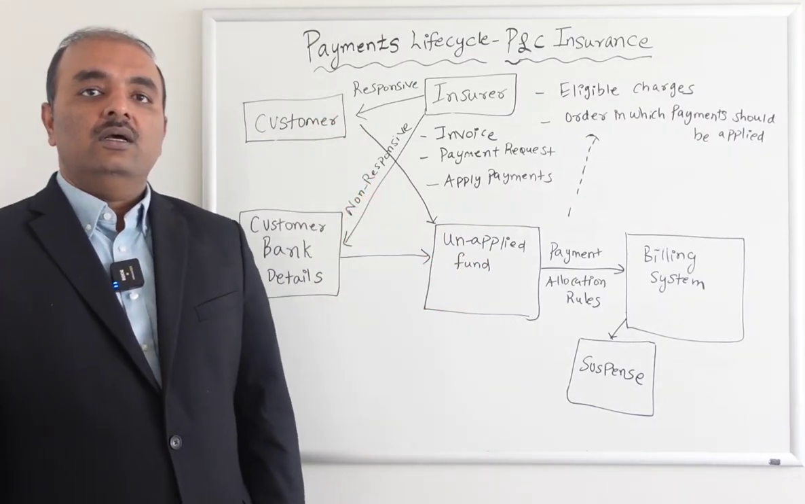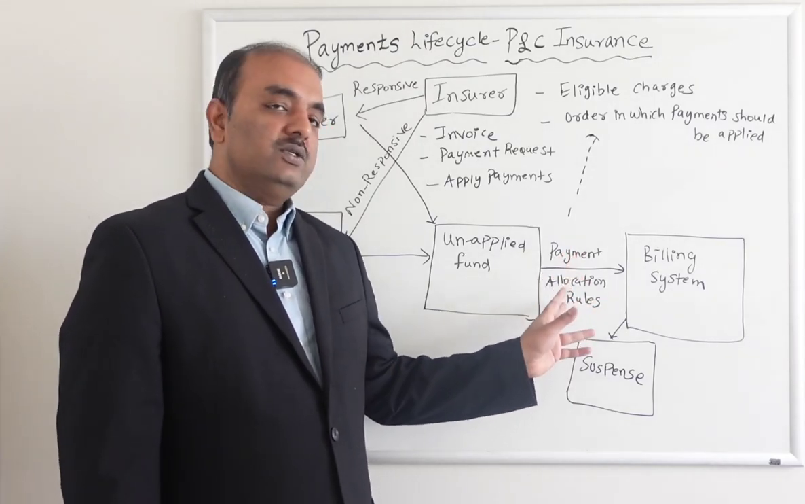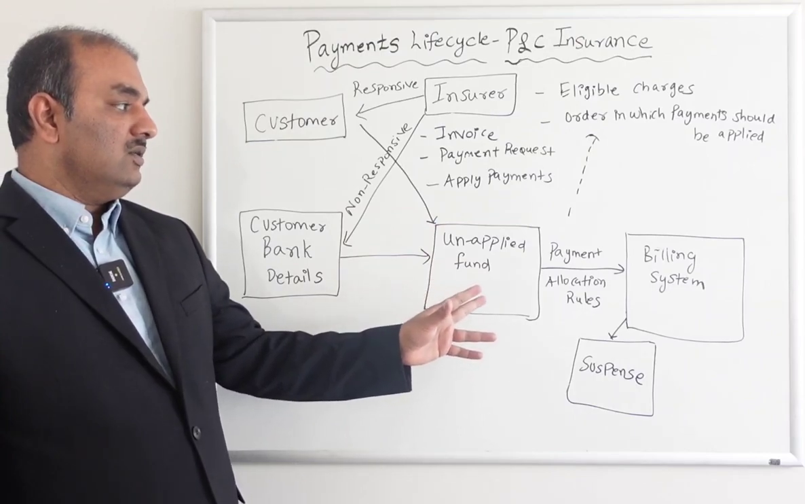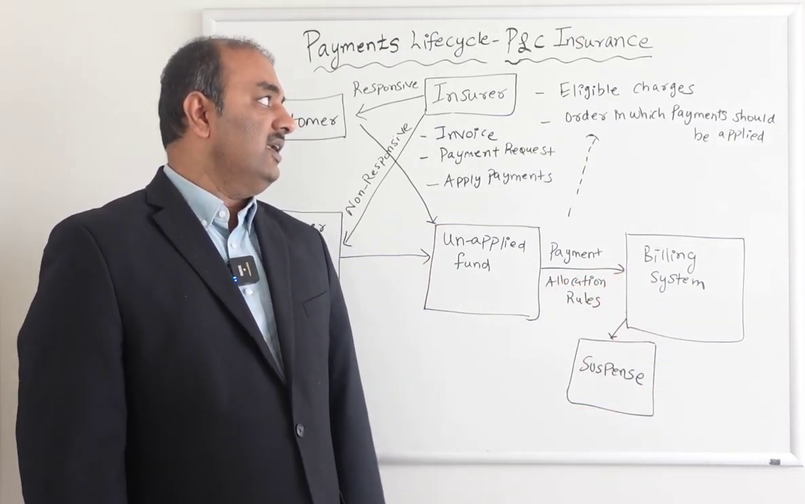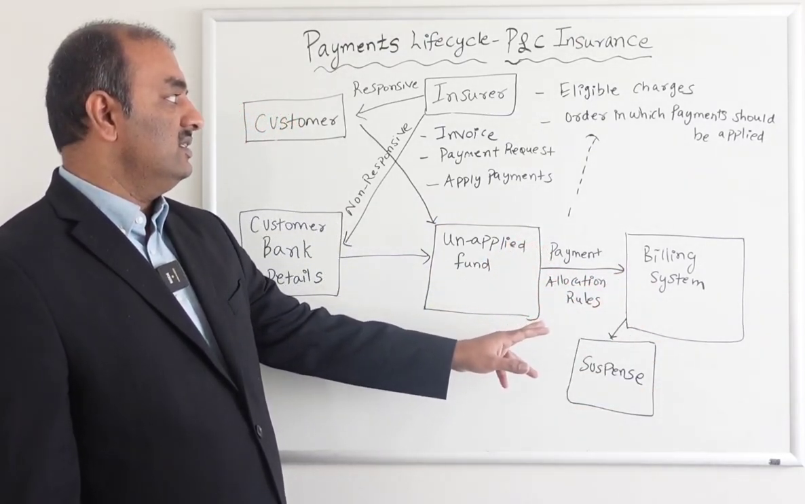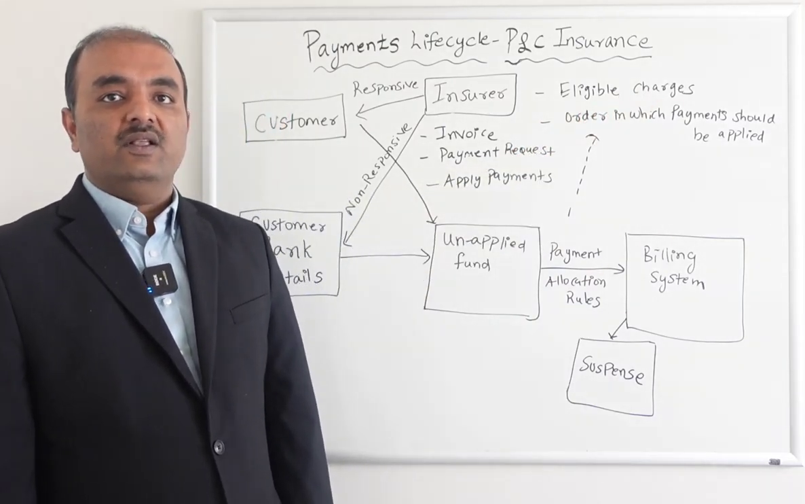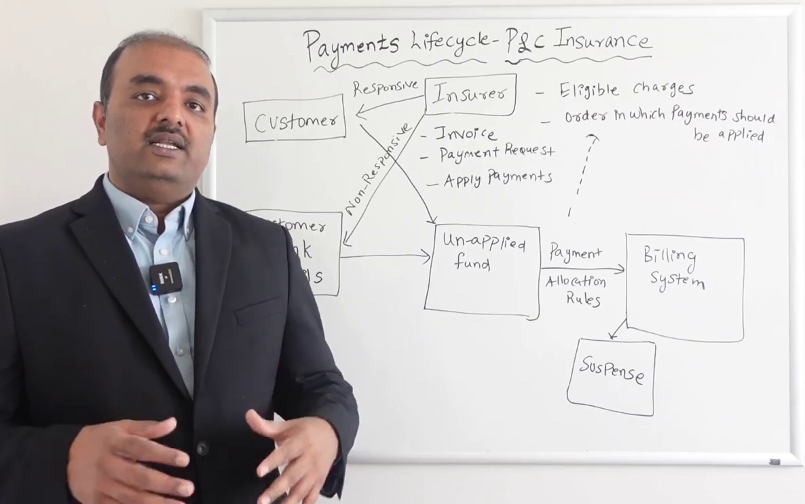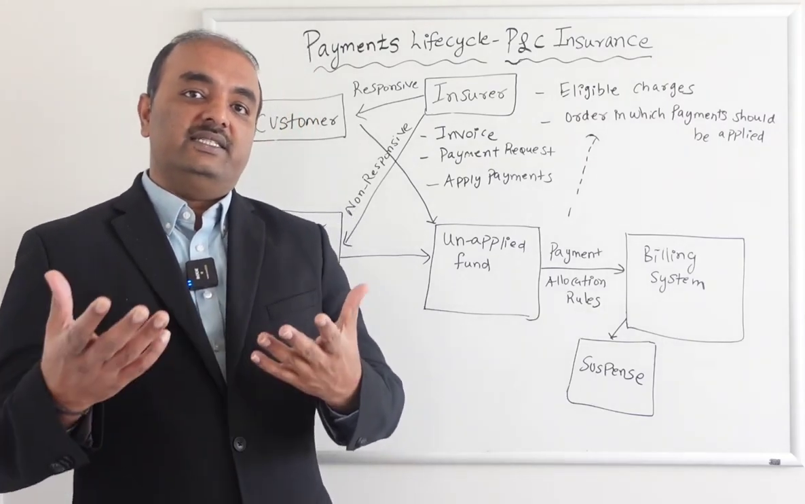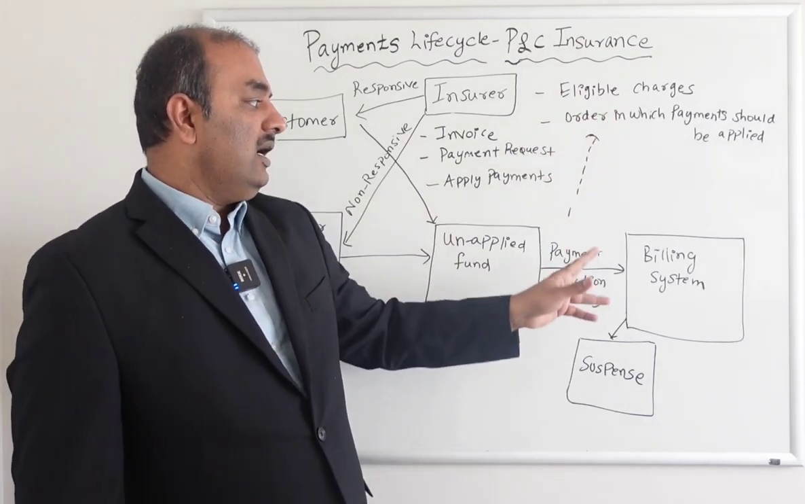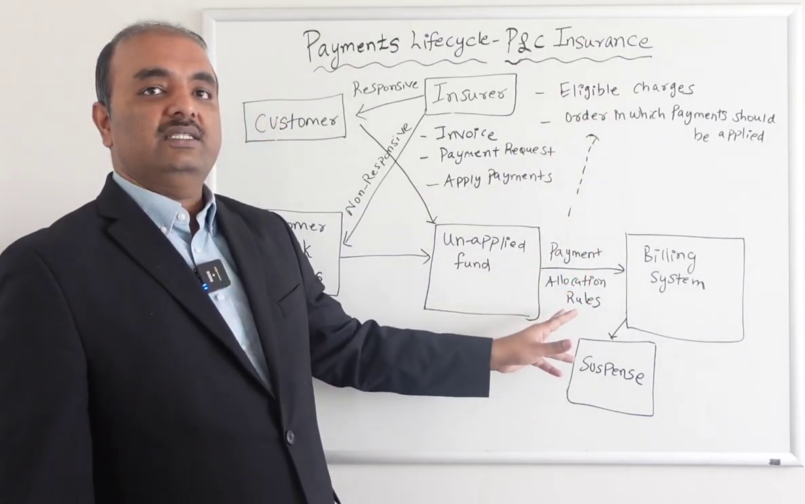Now you need to use the payment allocation rules to know how to apply this $1,000 to the remaining balances. For example, the payment allocation rules will say what the eligible charges are. If I have an invoice which has positive charges and negative charges, and by negative charges I mean credits, we don't want to apply to those. So those eligible charges will be indicated in the payment allocation rules.